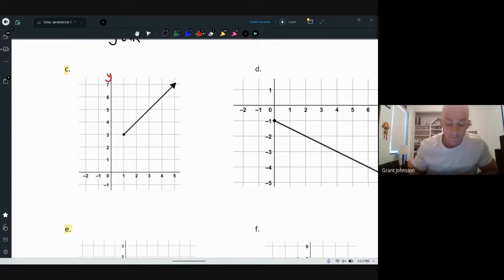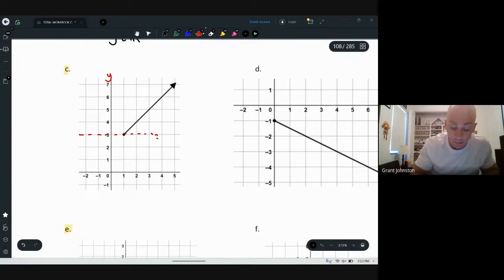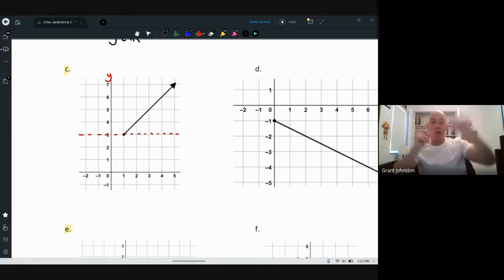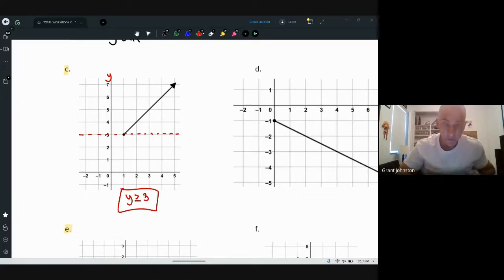So y. So I'll draw a little dotted line for reference here. But what you should see is that the y value, it's never going to go below 3. It's 3 and up. So the range is that y needs to be greater than or equal to 3. That's the range.